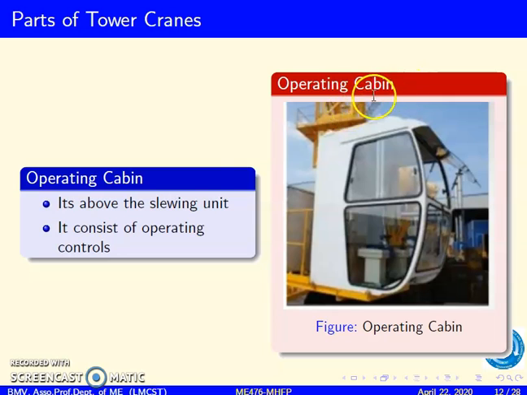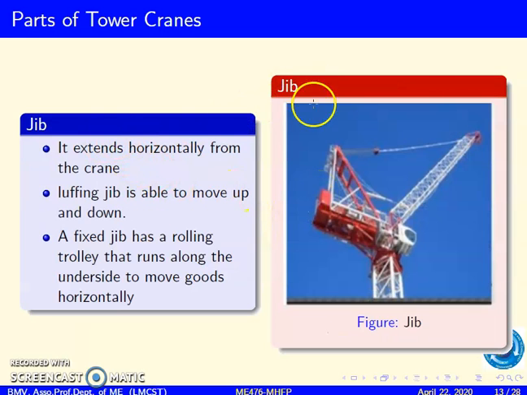Now we have the operating cabin. It's above the slewing unit. It consists of the operating controls. Then there is the jib. It extends horizontally from the crane. A luffing jib is able to move up and down. A fixed jib has a rolling trolley that runs along the underside to move goods horizontally.